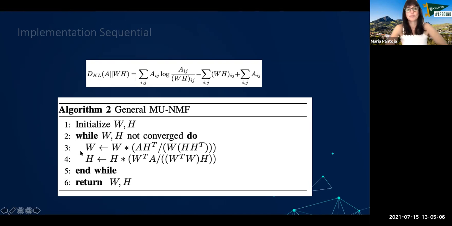The goal is to minimize this value. The sequential algorithm is relatively simple: you initialize the matrices W and H to random values, and then there is a loop that says that while we haven't met the convergence goal, which we set, we update W with a fixed H, and we update H also with a fixed W, like the formula here. Once we are satisfied with the convergence, we return the values of W and H.